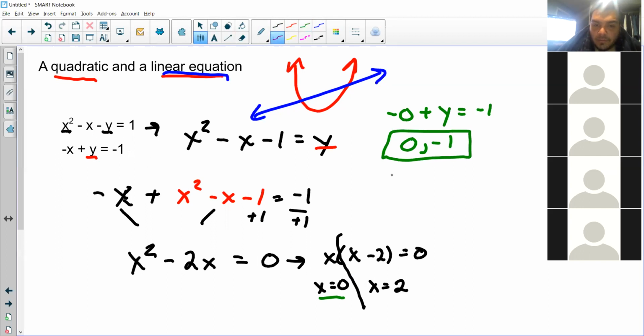And here, I'm going to plug in the 2. -2 plus y equals -1. So add 2 on both sides. So it's going to be a positive 1. So 2, 1.